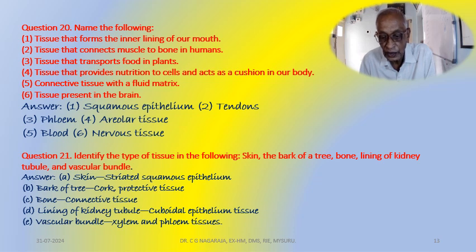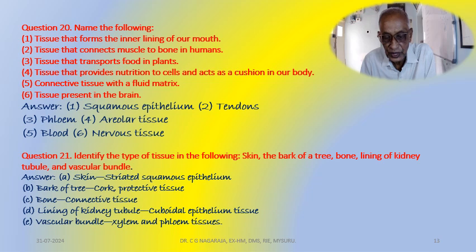Tissue or a connective tissue with fluid matrix. A tissue called connective tissue that contains fluid materials, and that is blood. You know, blood contains red blood cells, white blood cells, platelets and many other materials, and also a liquid called plasma. So this you must remember, that blood is a liquid tissue.